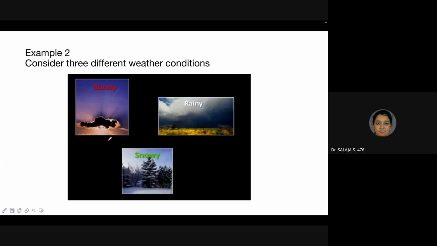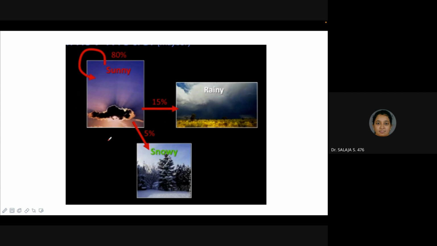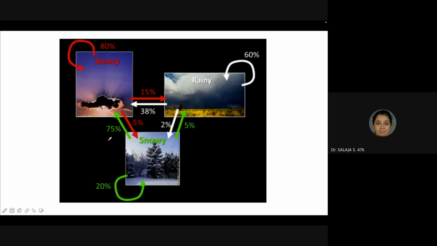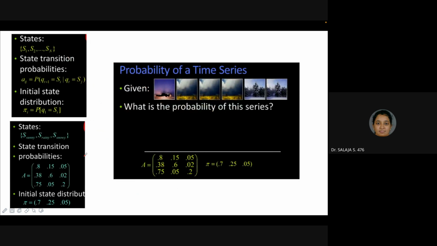Here you have another example where you have sunny, rainy, and snowy days, which are three states of the system. And this slide shows the next state. Sunny to sunny is 80%. The probability of sunny to rainy is 15. Sunny to snowy is 5. Similarly, rainy to rainy is 60. Rainy to sunny is 38. And rainy to snowy is 2%. Similarly, the same goes for snowy. So this transition is represented as A, whereas the initial probability is 0.7, 0.25, and 0.05.